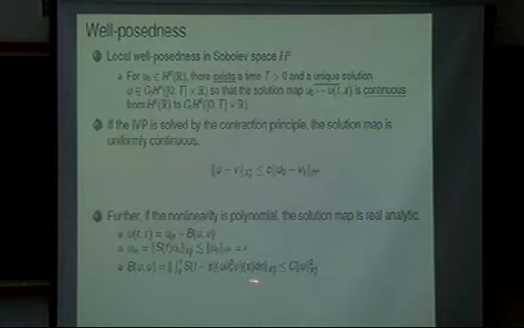Then by using those two estimates, for a sufficiently small linear solution, if the initial data is sufficiently small, we can show that the power series is convergent. So that means the solution map is not only uniformly continuous, it is real analytic. So the contraction mapping principle gives us a very strong notion of well-posedness.